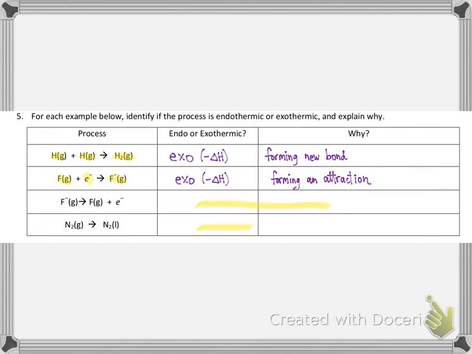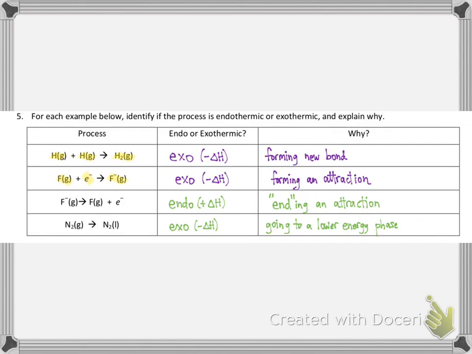Okay, if you have not done so already, try the last two. And when you are ready to check your answer, unpause the video. So how'd you do? Okay, hopefully you realized that if forming the attraction between fluorine and the electron is exothermic, then breaking it must be endothermic. You are ending an attraction, so it is an endothermic process.